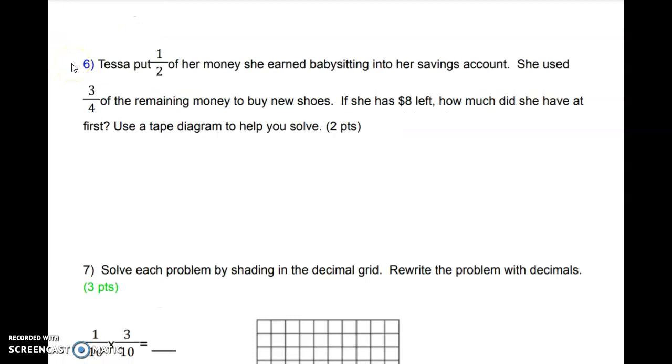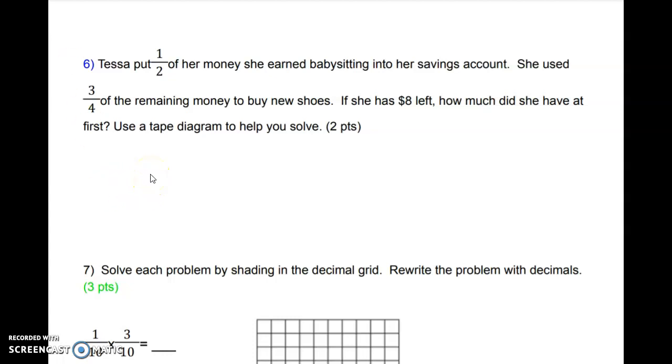Number 6, Tessa put 1/2 of her money she earned babysitting into her savings account. She used 3/4 of the remaining money to buy new shoes. If she has $8 left, how much did she have at first? Use a tape diagram to help you solve.